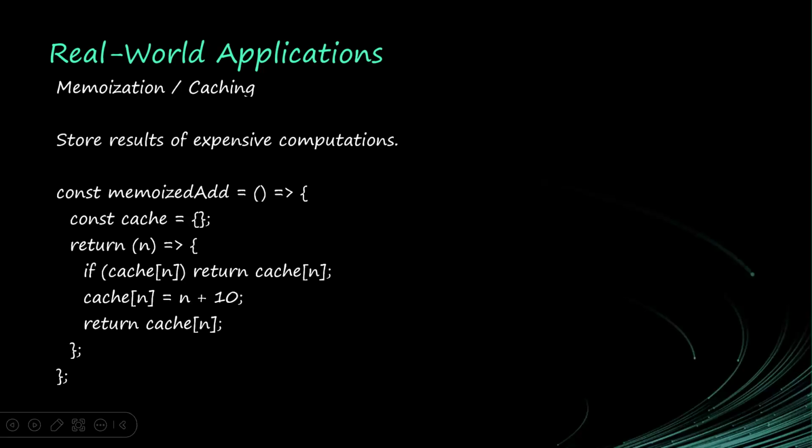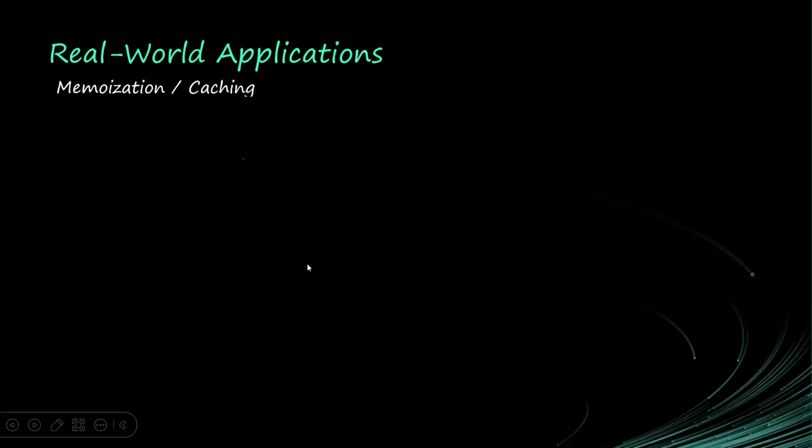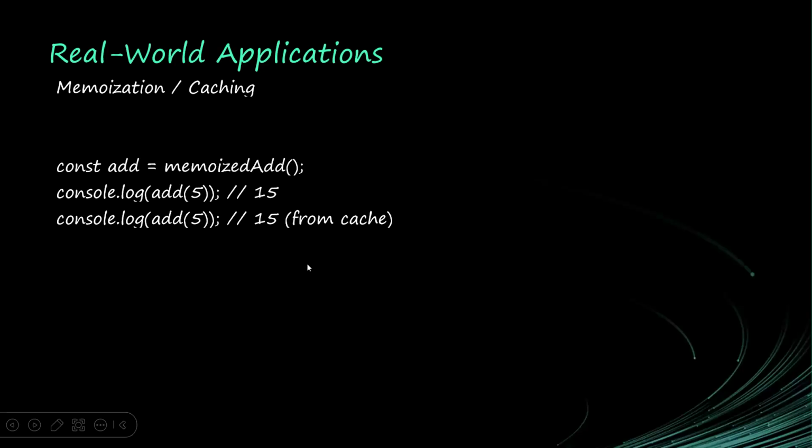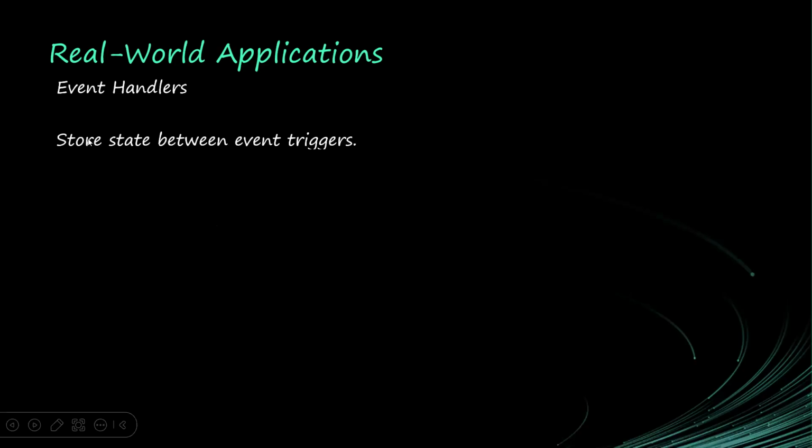I want you to take a look at this code and see if you understand it. The reason you might not understand this code is that you don't understand objects very well. If you understand objects very well, you understand this code. So this is just after calling it, we are now using the function. It's also used in event handlers to store state between event triggers.